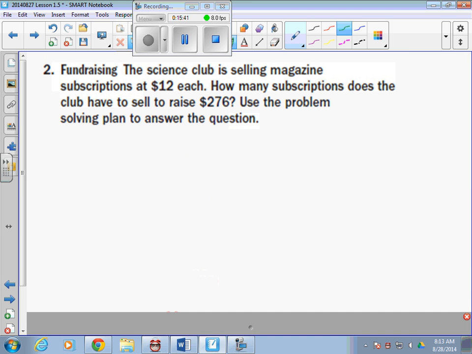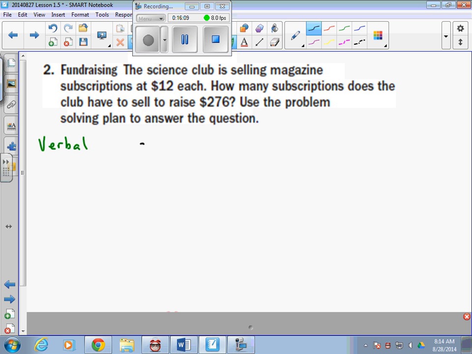Example number 2 says the Science Club is selling magazine subscriptions at $12 each. How many subscriptions does the club have to sell to raise $276? Use the problem-solving plan. So the first thing we want to do is write a verbal model. Let's look and see everything we need. It says selling magazines at $12 each. How many do they need to sell to raise $276?